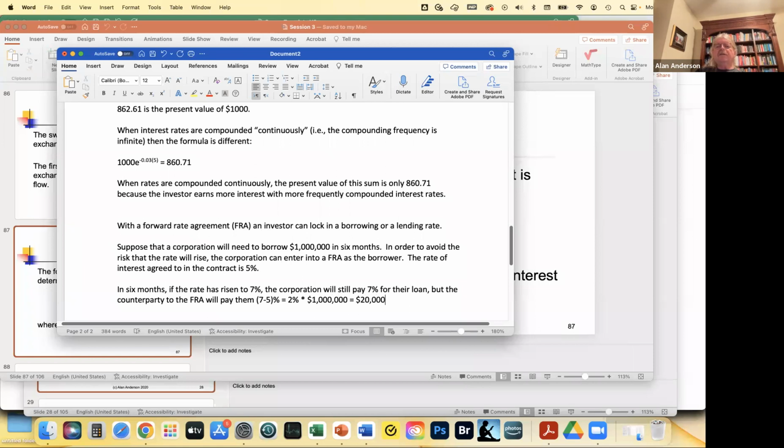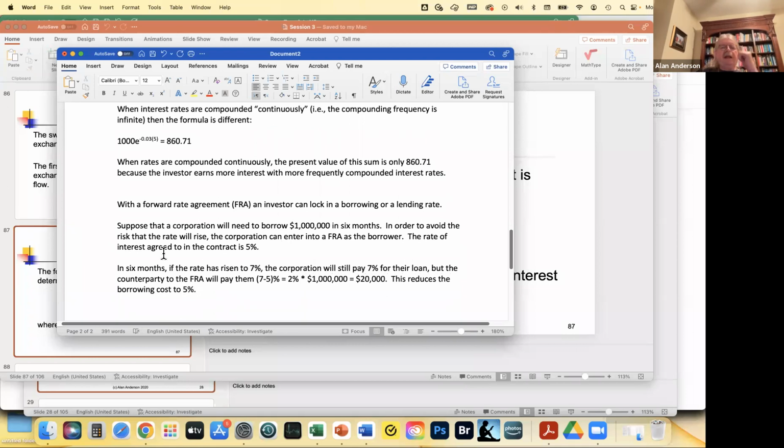Okay, so in other words, they're still going to pay the full borrowing costs, but then the contract will provide them with a cash payment of $20,000. This reduces the borrowing cost to 5%.